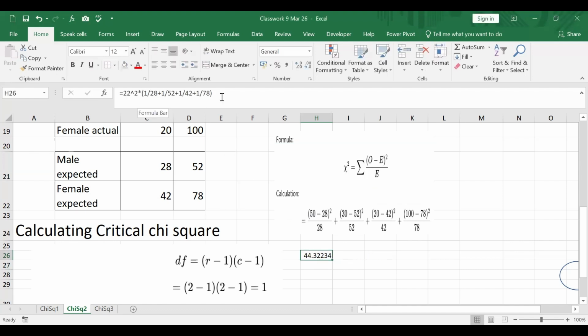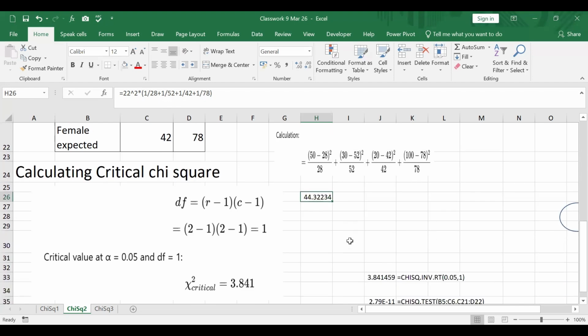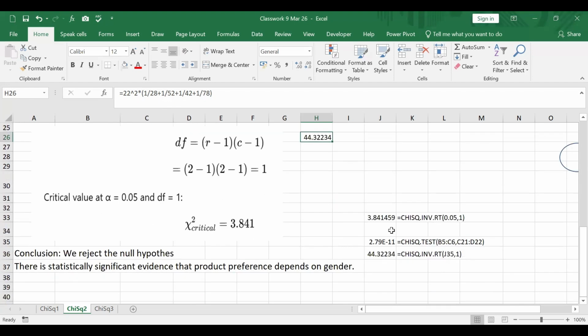I made a mistake, but Excel corrected it. So 22 to the power of 2 multiplied by 1 by 28 plus 1 by 52 plus 1 by 42 plus 1 by 78 gives 44.3234. It can also be obtained directly from the Excel function.